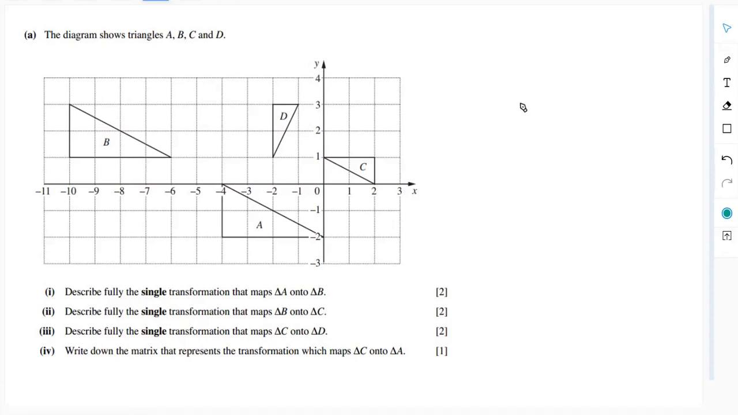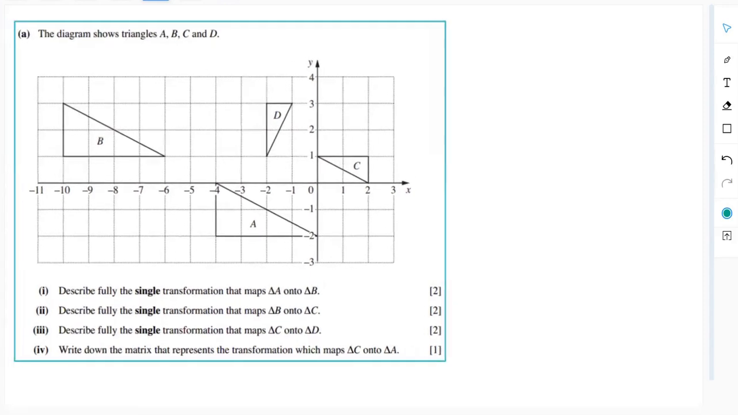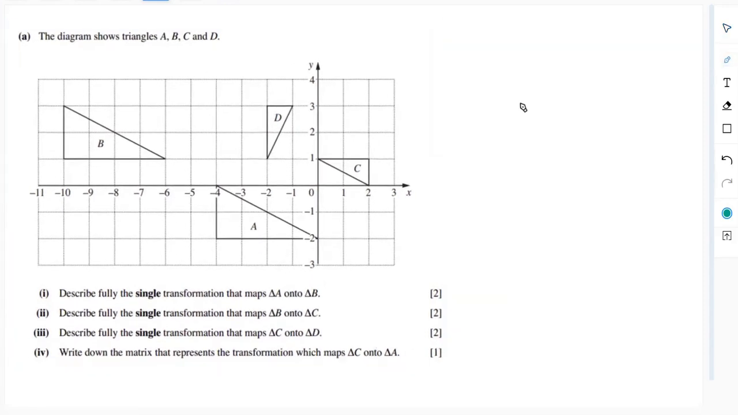Okay, let's have a look at this now. We have this figure here. We've got a number of different triangles here, A, B, C, and D. We have to describe fully the single transformation that maps A onto B. A से आप जा रहे हो B के ऊपर.